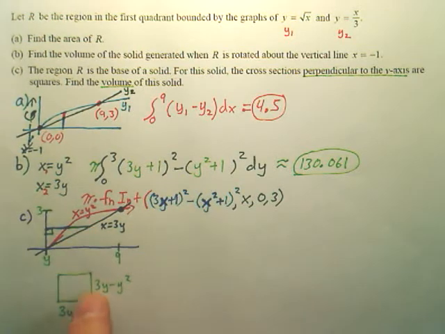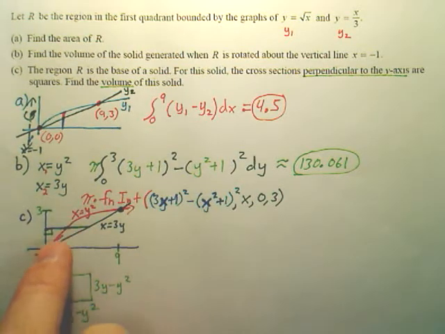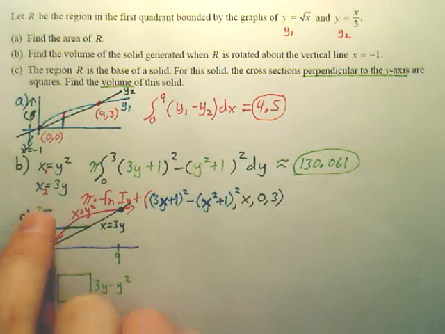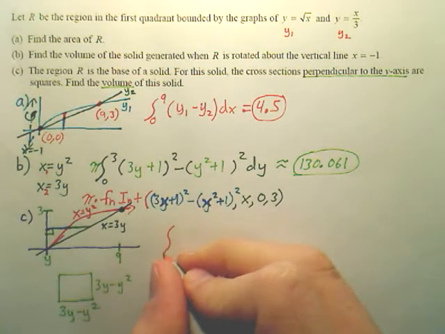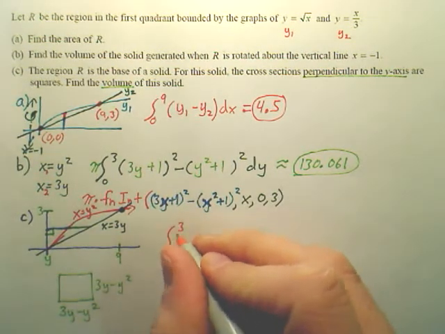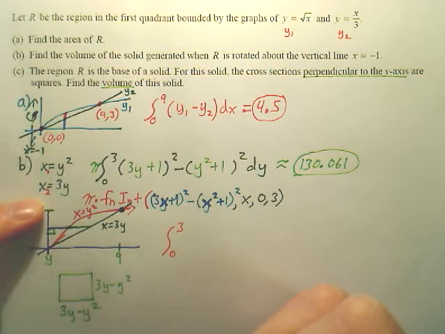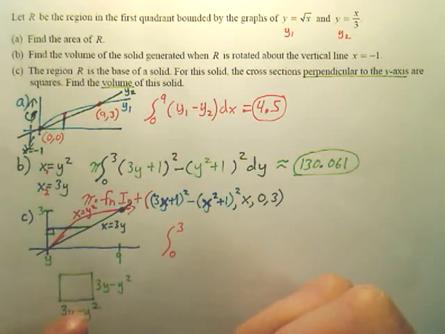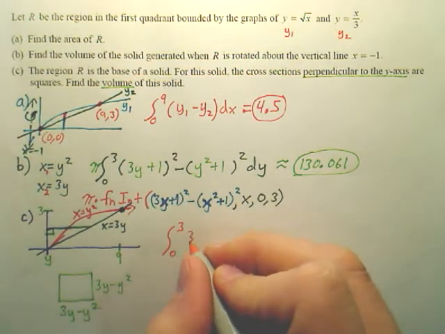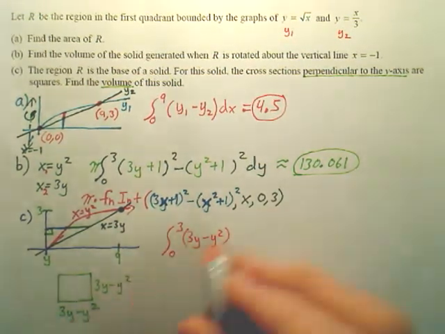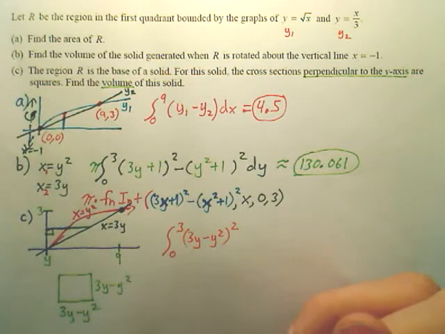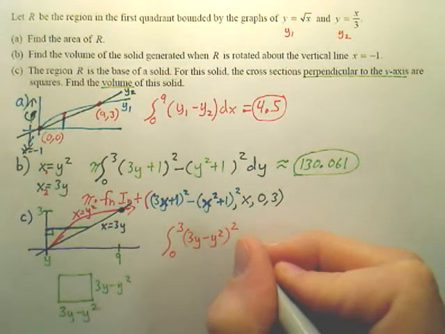And this little formula will give you every single square from 0 to 3. Remember, you're going from 0 to 3 now because you're going along the y-axis. So our answer is simply going to be the integral from 0 to 3. These are your squares. Your squares are basically produced by 3y minus y squared. And instead of writing that twice, can I just put it squared? And then we have dy.